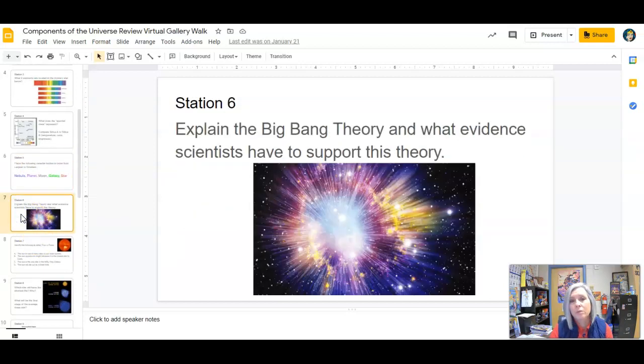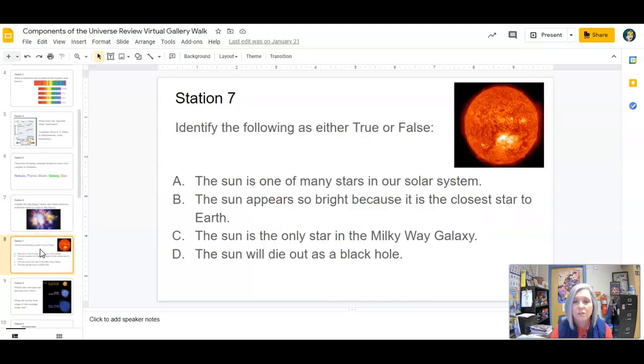Remember, the Big Bang Theory was a theory used to explain the origin of the universe. All matter was composed in one dot, and it was released through a giant explosion. Make sure you understand the information about our sun. Our sun is the only star in our solar system, right? So a solar system is one star. It is the closest star, which is why it appears so bright and gives us so much energy.